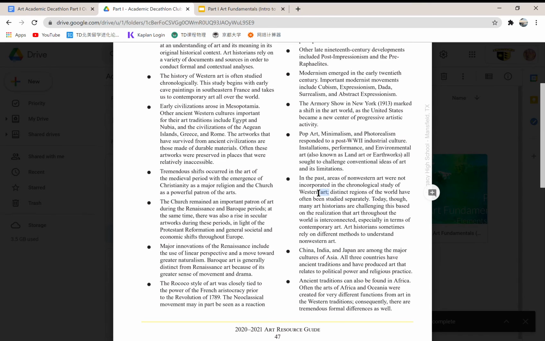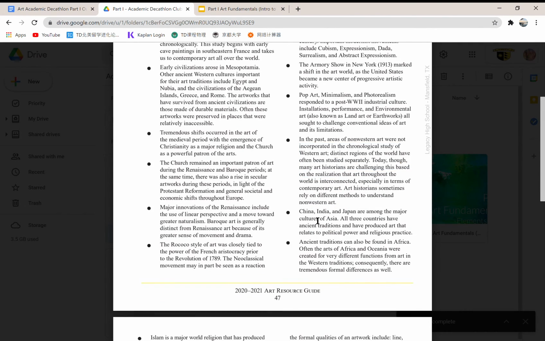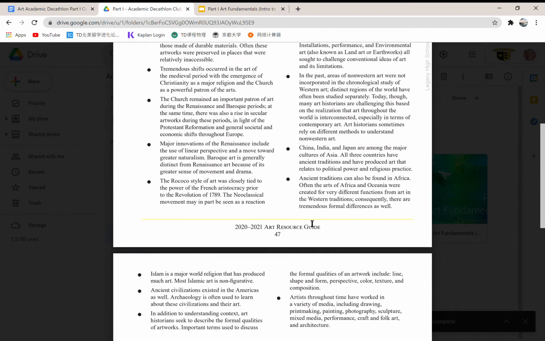So, moving on. In the past, areas of non-Western art were not incorporated in the chronological study of Western art. Distinct regions of the world have often been studied separately. But today, many art historians are challenging this based on the realization that art throughout the world is interconnected, especially in terms of contemporary art. Art historians sometimes rely on different methods to understand non-Western art. So again, just a general idea, and you do not have to remember any details of it.